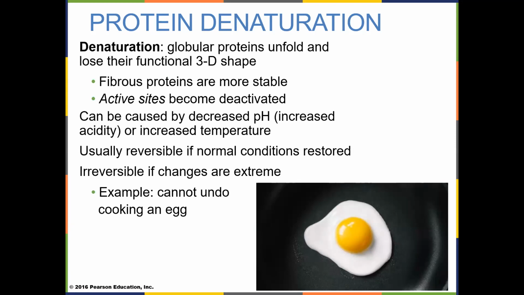Now, sometimes they get warm, they change their shape a little bit, and then the temperature goes back down to normal, and the shape resumes its normal form. Sometimes many of these active sites can be mildly denatured and then reverse back to their normal shape if the swing in temperature or pH is moderate. Extreme changes are not reversible. Extreme changes in temperature are not reversible. Consider this. Look at the egg there.